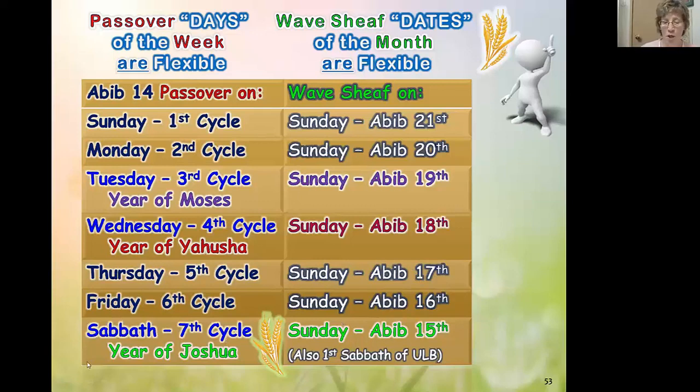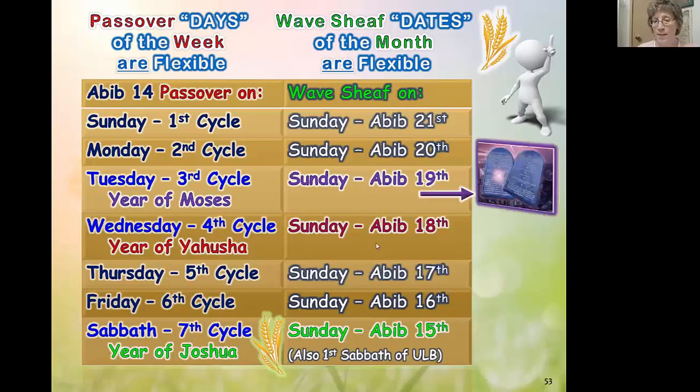And then we get to Joshua, where he had a Sabbath Passover, and the 15th was the wave sheaf. So you can see the wave sheaf dates are flexible. They can be on a different date every single year, and they are. But Passover is not. It is always on the 14th, but Passover is flexible to the days. It can be on a Sunday, Monday, Tuesday, midst of the week, and so on. It just depends.